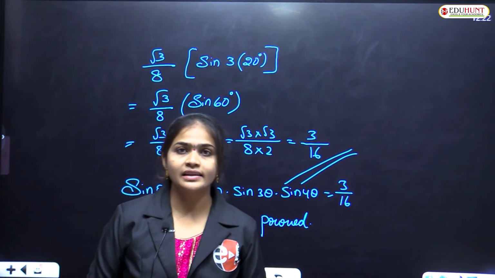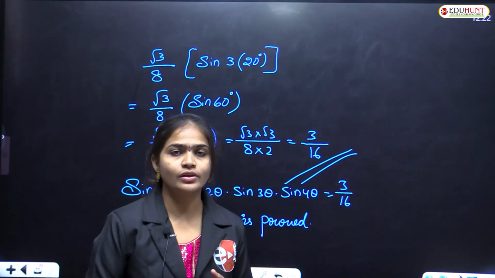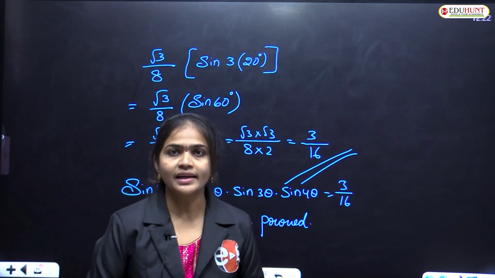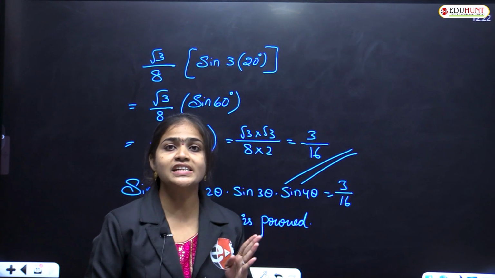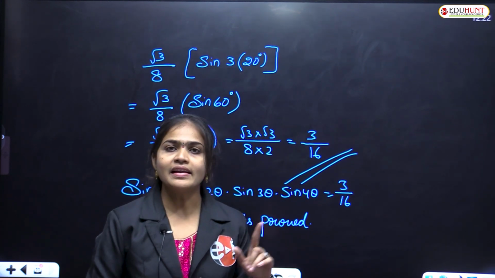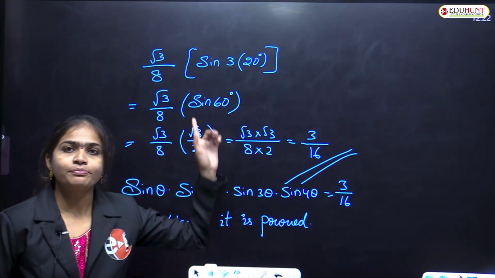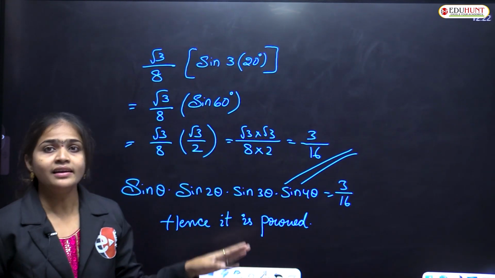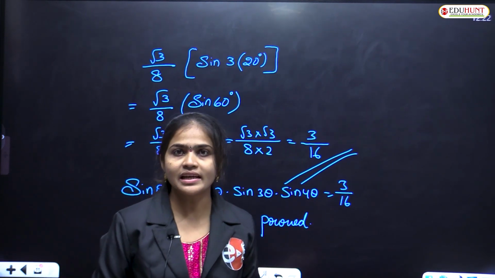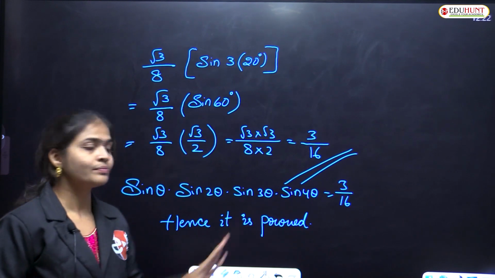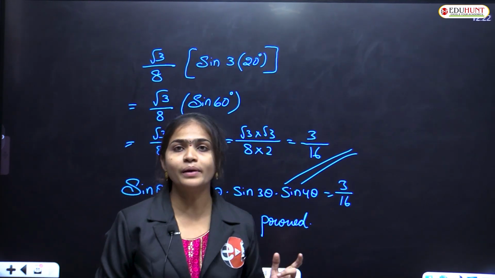So in this video we learned two proofs. What are those two? The first one: if theta is equal to pi by 9, then cos theta into cos 2 theta into cos 3 theta into cos 4 theta equals 1 by 16. That is the first proof we learnt in this video. And the second proof: if theta is equal to pi by 9, then sin theta into sin 2 theta into sin 3 theta into sin 4 theta is equal to 3 by 16.